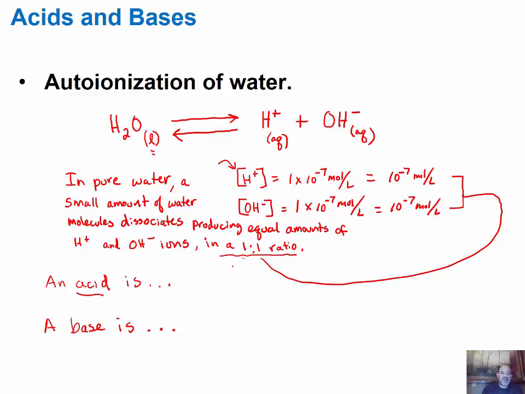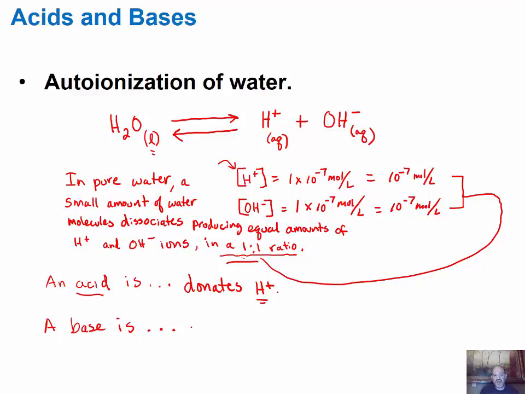Understanding that when water autoionizes, it's going to be a 1-to-1 ratio will help us understand what makes an acid and a base. So what is an acid? An acid is any substance that, when dissolved in water, gives up or donates protons or hydrogen ions. So what does that do? That's going to increase the concentration of protons.